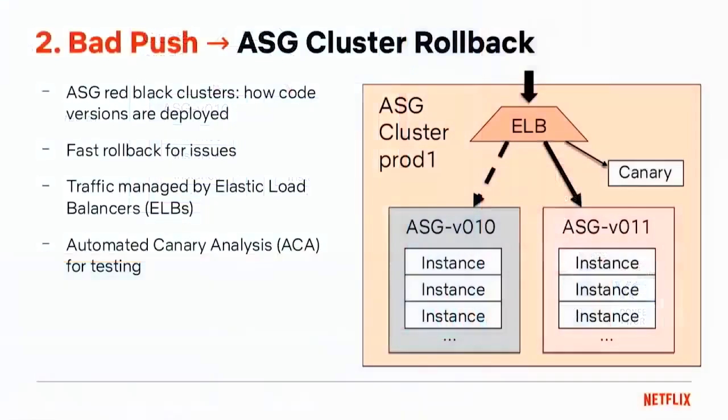Another important aspect is what happens with a bad push. So we have red-black auto-scaling groups, and we're always rolling out new software versions as a new auto-scaling group, and then we'll use the elastic load balancers to slowly siphon off traffic from the current active one to the new one, while the engineers are looking at metrics and dashboards. And if things look bad, they can simply roll back to the old ASG.